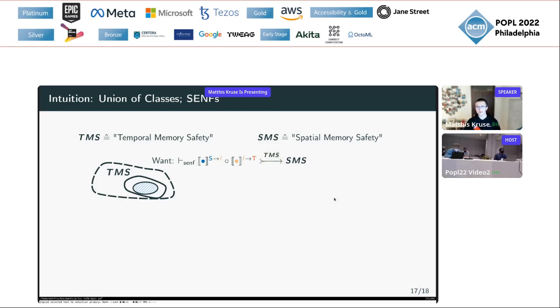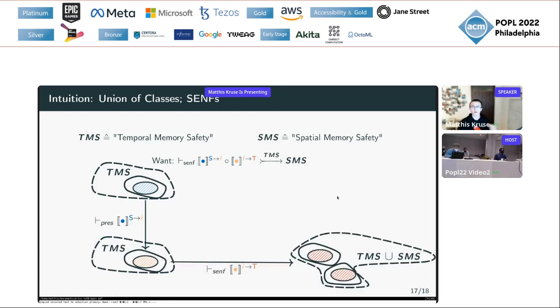The compiler from blue S to yellow I preserves the property, and the compiler from yellow I to red T not only preserves the property, it also enforces spatial memory safety. That's why we know that the target program's behavior, given any source program plugged into the sequential composition of the compilers, lies in both temporal memory safety and spatial memory safety.